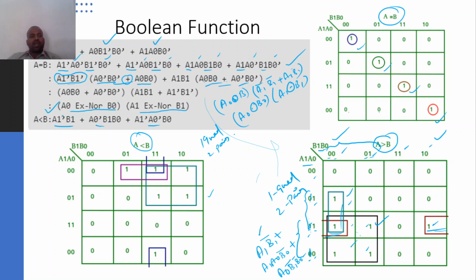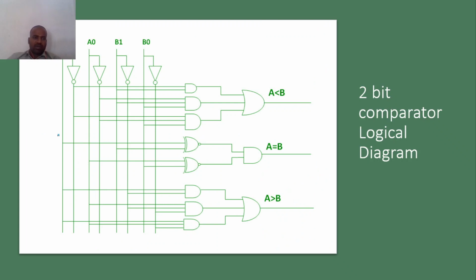Hence we have derived all the expressions of a 2-bit comparator, that is greater than, less than and equals, and the last step was the logical diagram. So now we are going to draw the diagram for these three expressions, a greater than b, a less than b and a equals b. So have a look at this. This is the logical diagram.